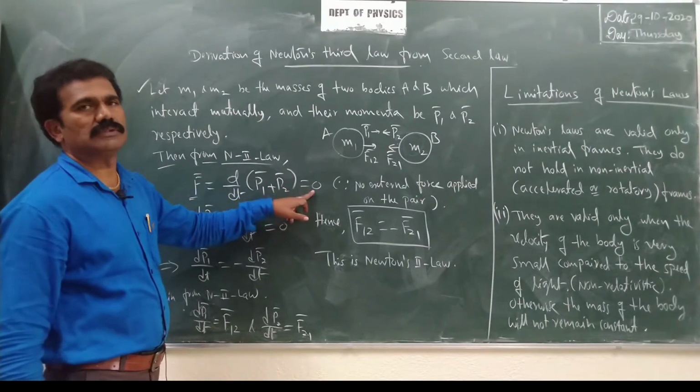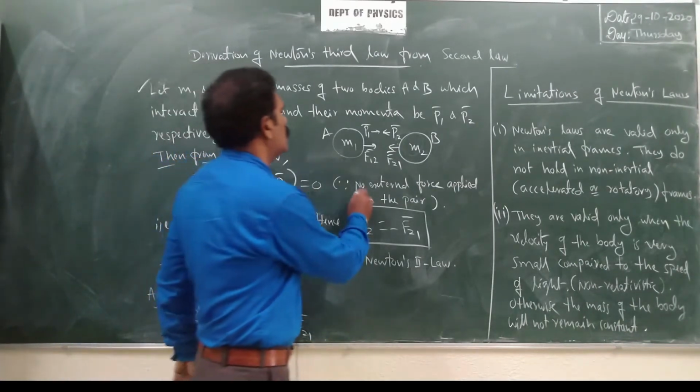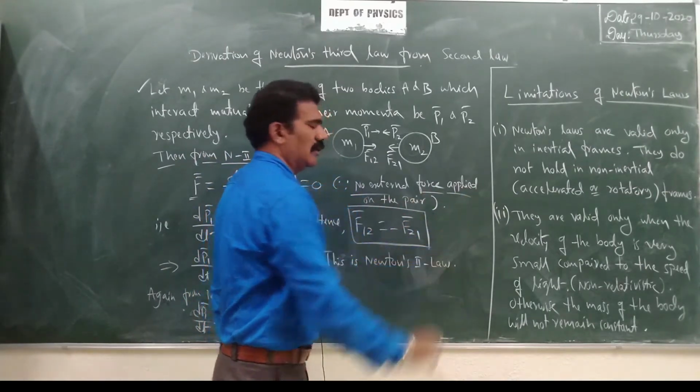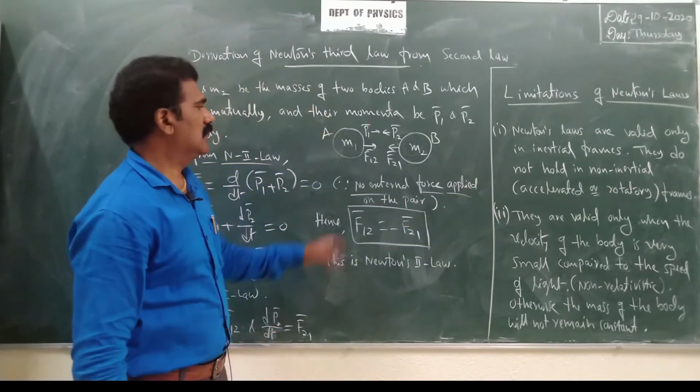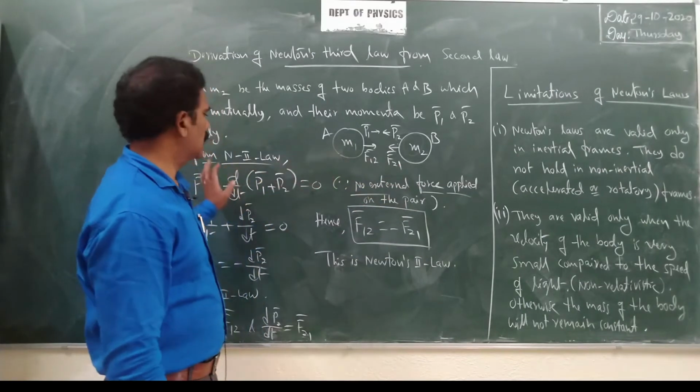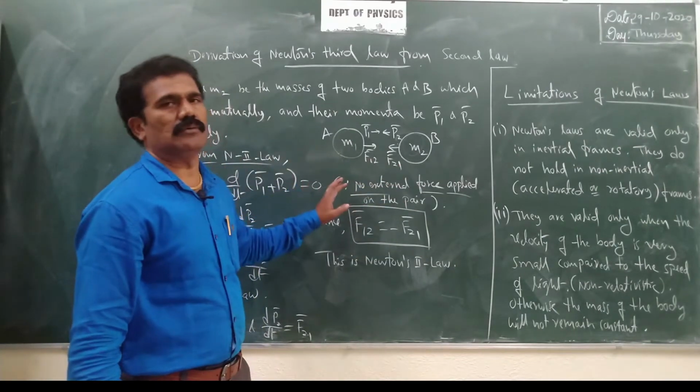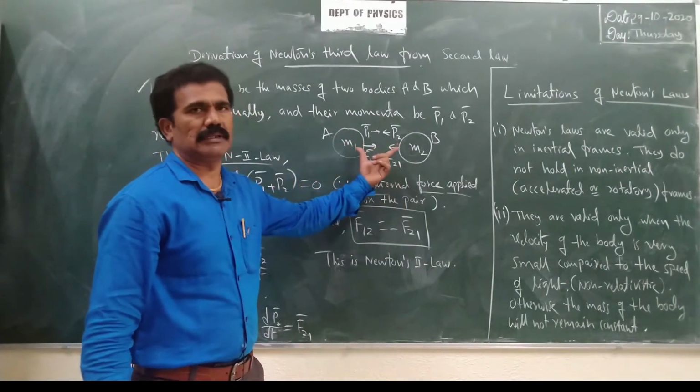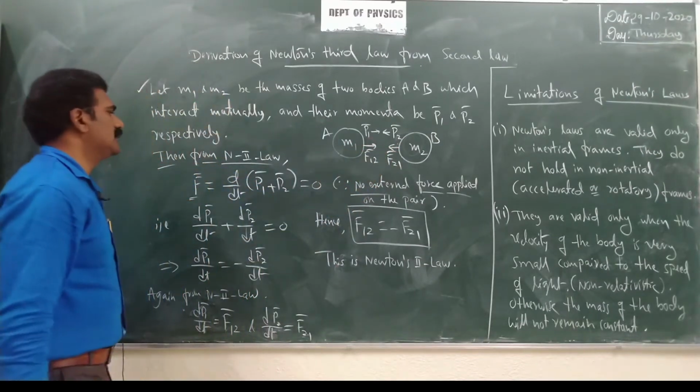Why should it be equal to 0? Because no external force is applied on the pair, which means the total rate of change of momentum should be 0, because they are acting in opposite directions here, right? Okay, now split this equation.